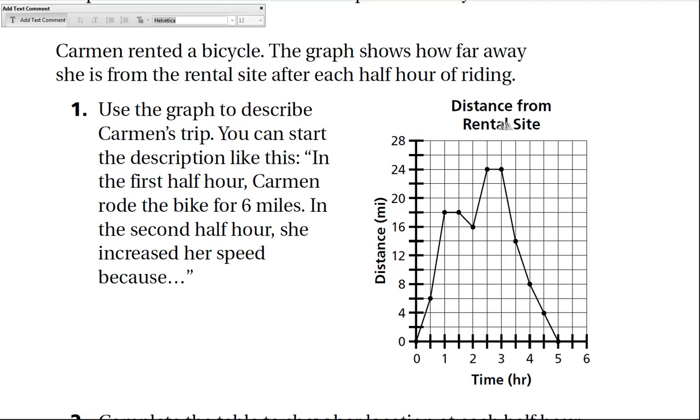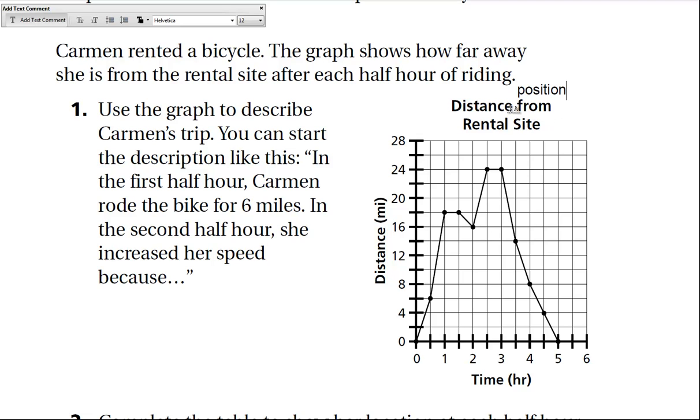Alright, Carmen rented a bicycle. The graph shows how far away she is from the rental site after each half hour of riding. And what's important to note here is that this is not a speed graph. This is a graph that shows position.